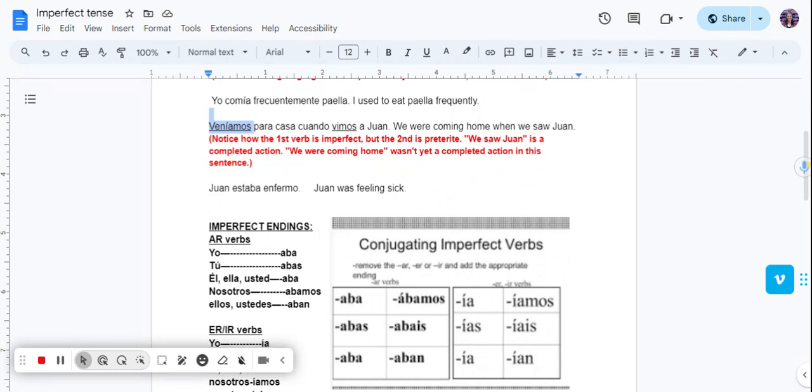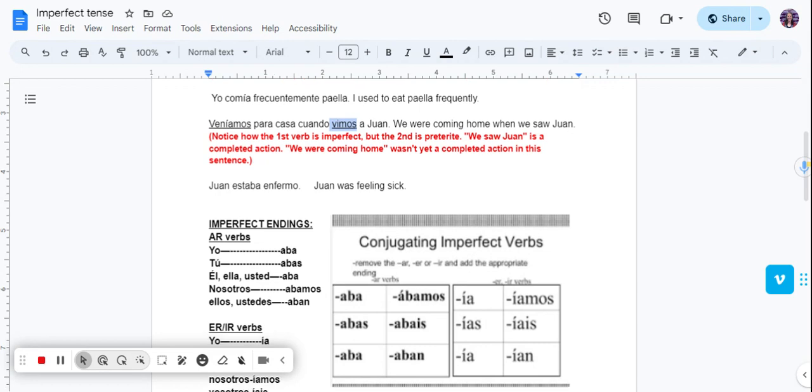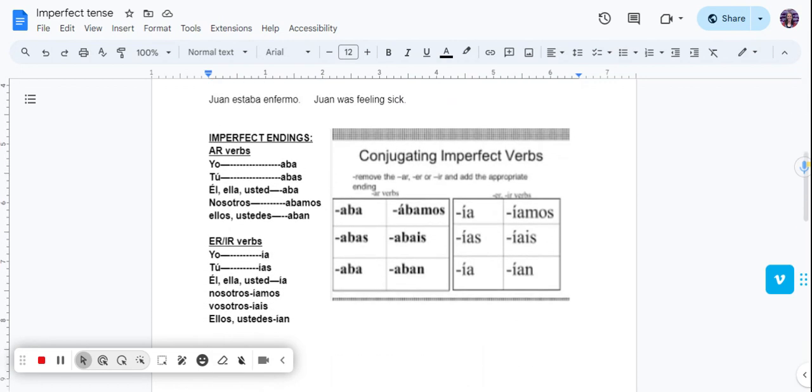Now, if we put a time frame in here, if we say like I came home at 5 o'clock, well, that's a set time. If that was the case, we'd use the preterite for that. So hopefully that makes sense. Just keep in your mind that preterite is a past tense used for specific start and end points. The imperfect, the one we're doing here, is for this vague, general, used to, something was happening type of thing. Okay? Now the endings are generally pretty easy.